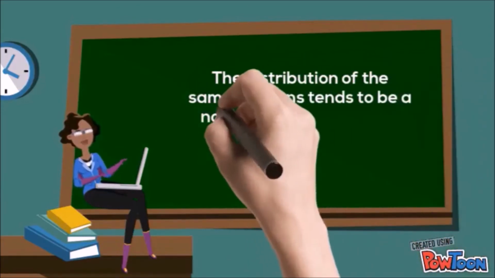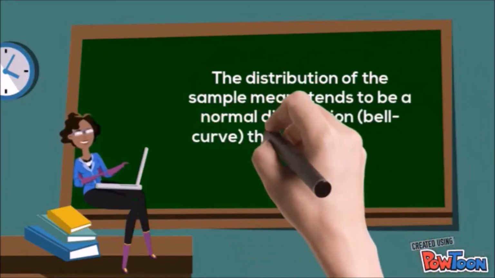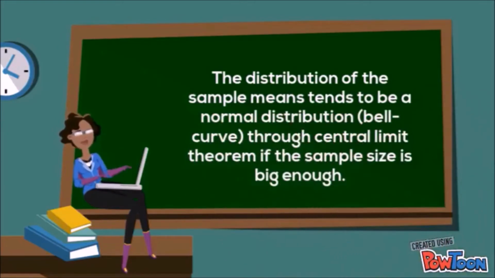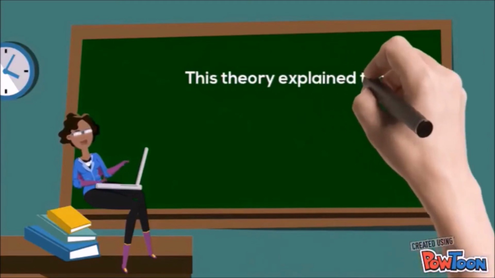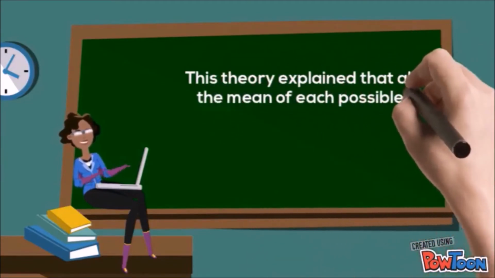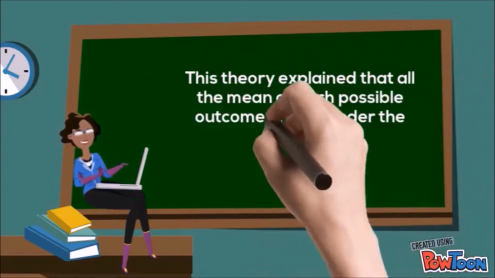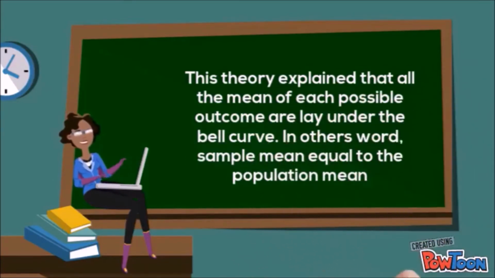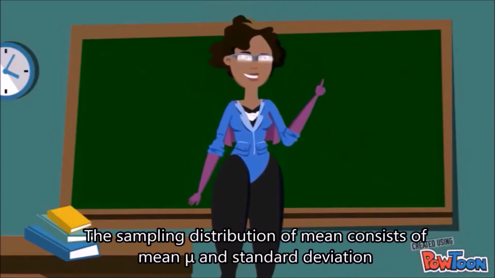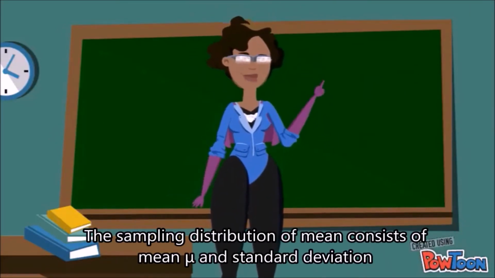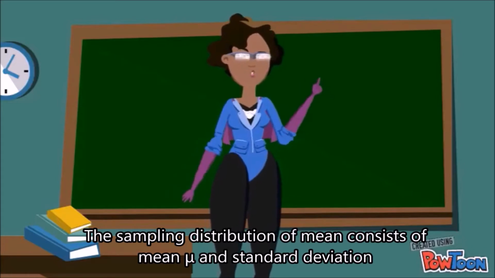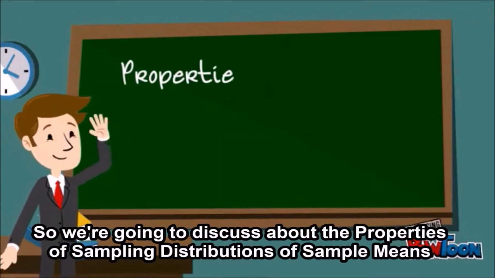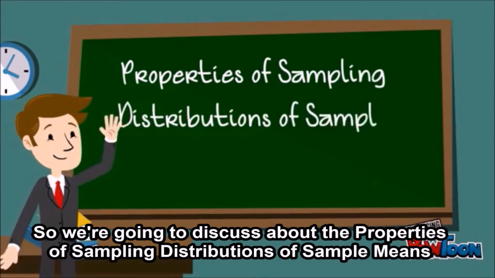The distribution of the sample means tends to be a normal distribution, which is a bell curve, through the central limit theorem if the sample size is big enough. This theory explains that all the means of each possible outcome are laid under the bell curve. In other words, sample means equal the population mean. The sampling distribution of mean consists of mean and standard deviation, and we will discuss in more detail. So we are going to discuss the properties of sampling distribution of means.